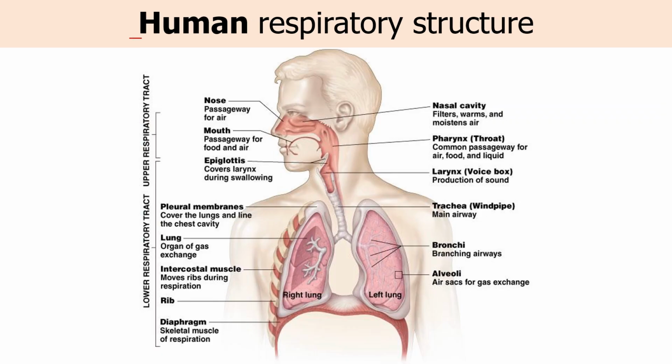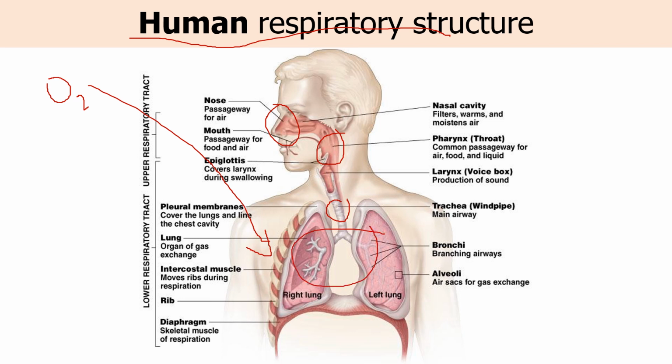Proceed with human respiratory structure. As air travels through the lungs, it passes nose, pharynx, trachea, and bronchi. We will emphasize on alveoli after this breathing mechanism of human.